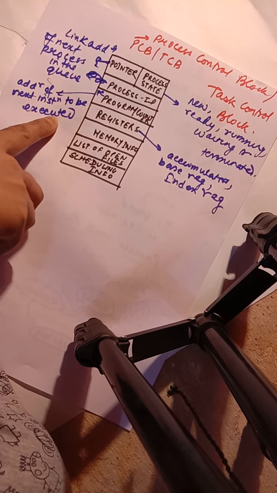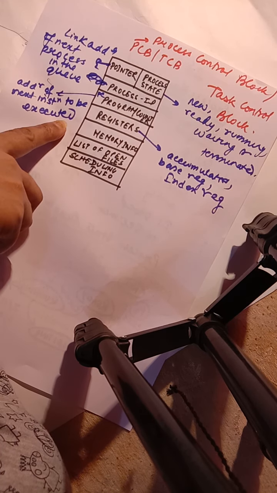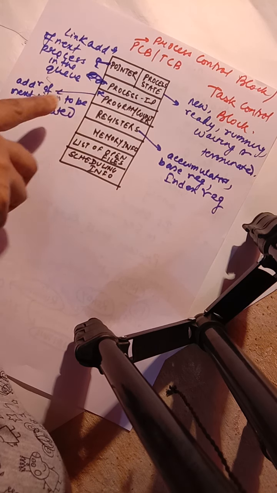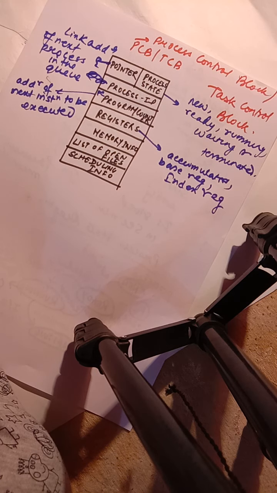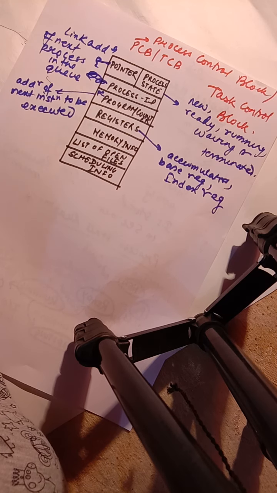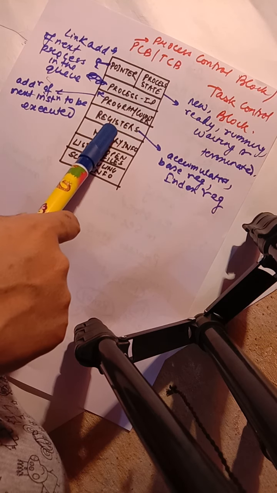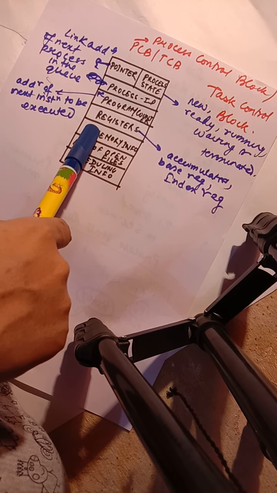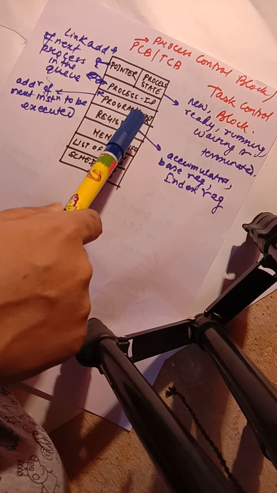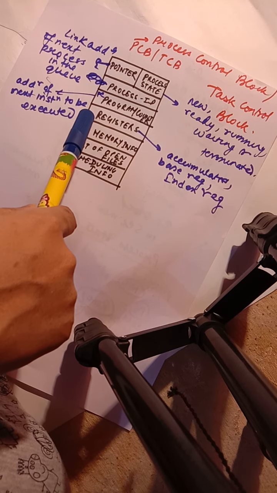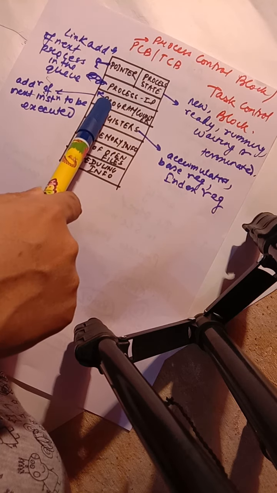What does this program counter mean? It holds the address of the next instruction to be executed. This PC contains the value of the address of the next instruction to be executed. We know that a program consists of a set of instructions, and a process is nothing but a program under execution. During the execution, the instructions are actually loaded in the memory. So, the address of the next instruction that is to be executed is loaded in the program counter.